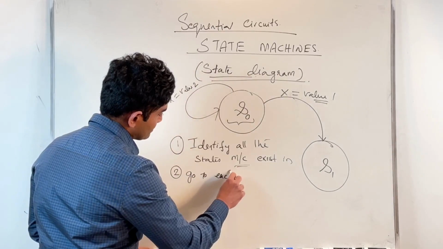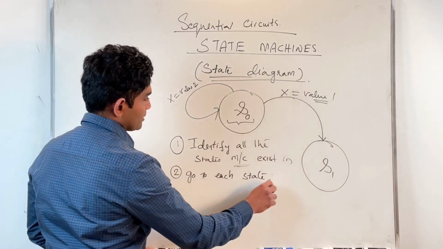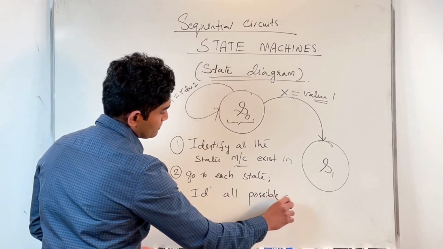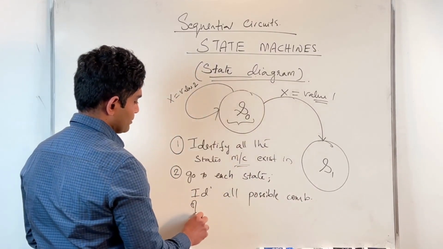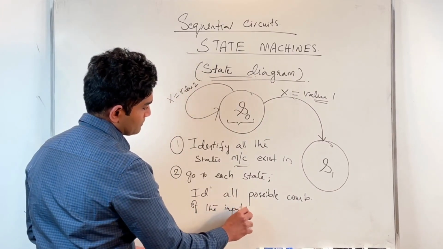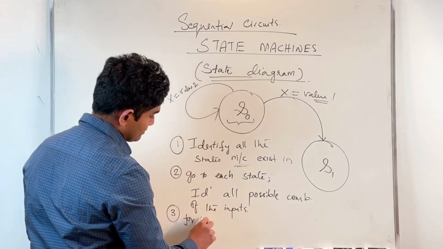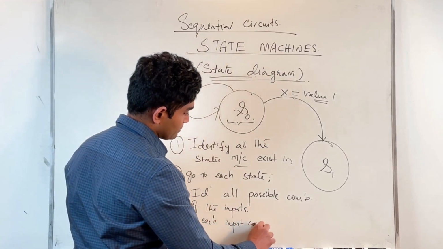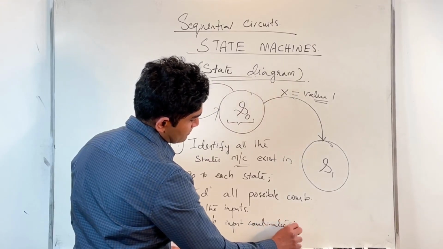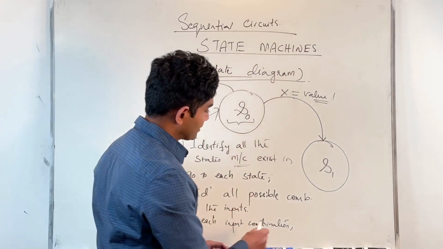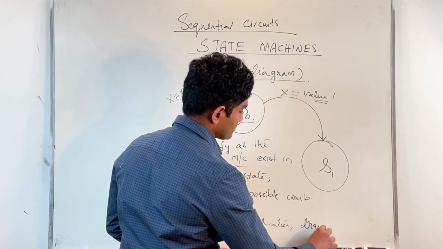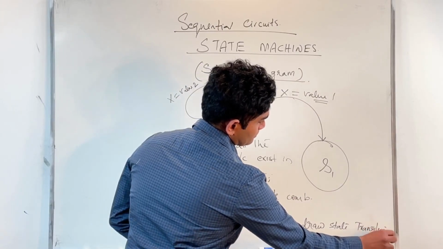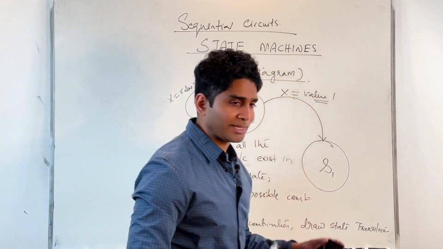So go to each state, one state at a time, identify all possible combinations of the inputs. For each input combination, again, your inputs can be many, right? For each input combination, because it's the present state and the input combination that determines the next state, draw the state transitions. That's how you complete the entire state diagram.